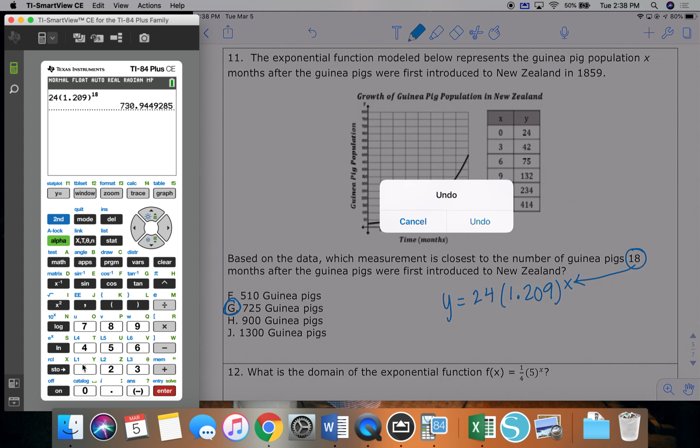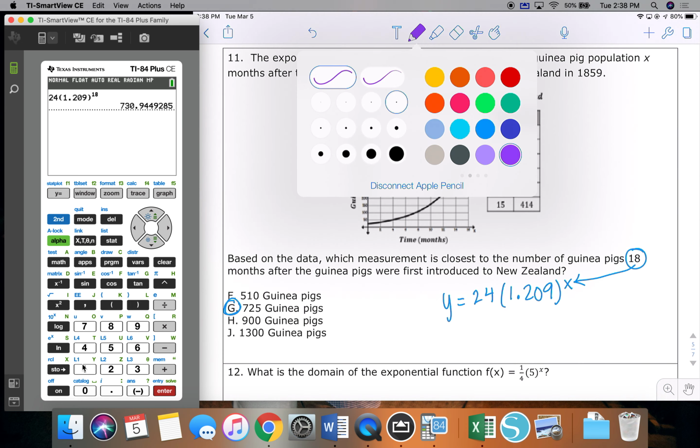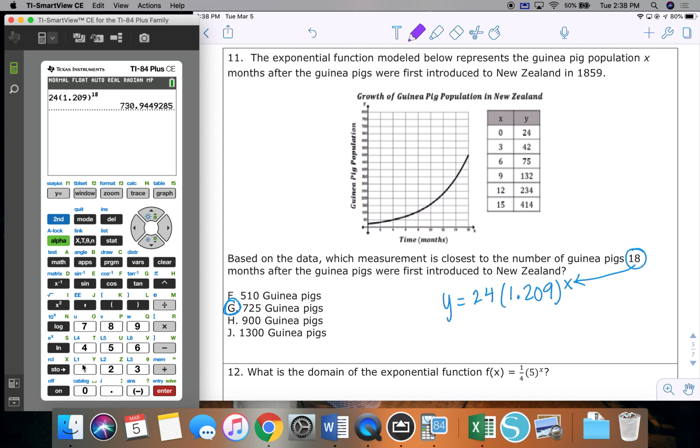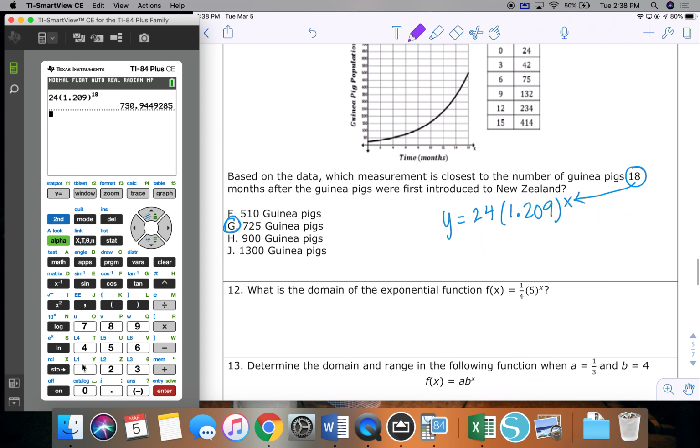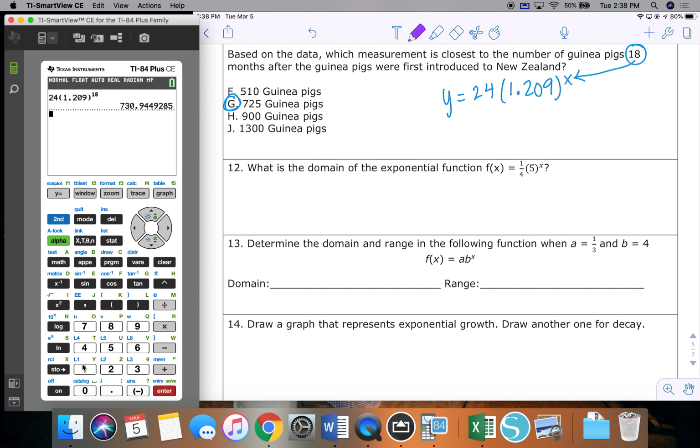Now, if you did this one and you didn't get the right answer, it could be that you rounded too early. When I rounded too early and did 1.2 when I was first working it out, I got about 630, which is kind of in between F and G. So if you don't get a number, then keep rounding, or don't round as much.